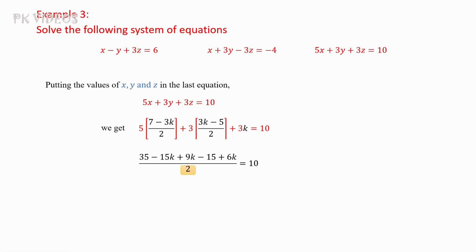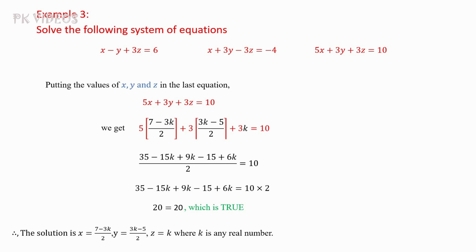Now taking this denominator 2 to the other side, we have 35 minus 15k plus 9k minus 15 plus 6k is equal to 10 times 2. When you calculate this, negative 15k plus 9k plus 6k, we get 0k, and 35 minus 15 we have 20, and similarly 10 times 2 is 20. So we have the equation 20 is equal to 20, which is true.